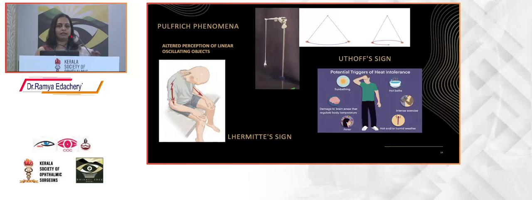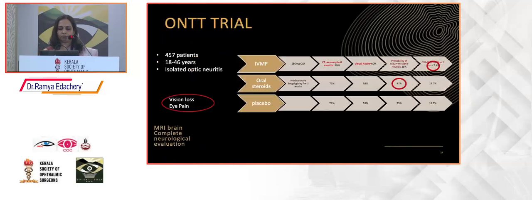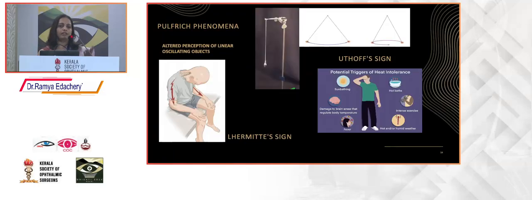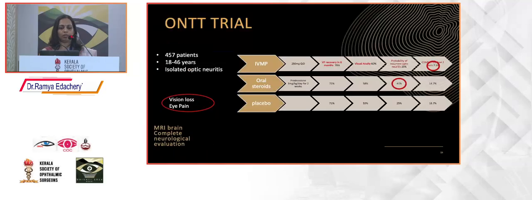Okay. Then Pulfrich phenomena I have already explained. Next is the Lhermitte sign. So sudden flexion of the neck will cause an electric shock like sensation. And Uthoff's phenomenon, the increase in body temperature leads to decrease in visual acuity, as at the deepening of the scotoma. These are more associated with multiple sclerosis than an isolated optic neuritis.